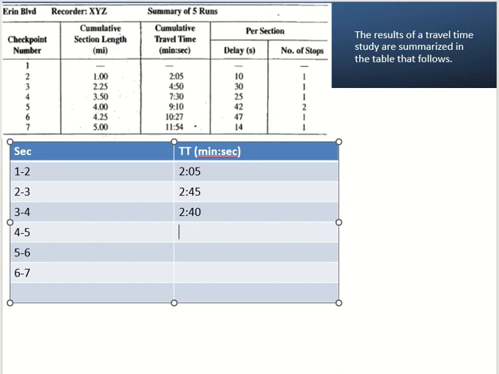910 minus 730. 140. 1027 minus 910. 170. 1154 minus 1027. 127. Okay, any problem with anyone? Clear? Everybody is clear? Sometimes you think it's clear, but then it goes wrong.